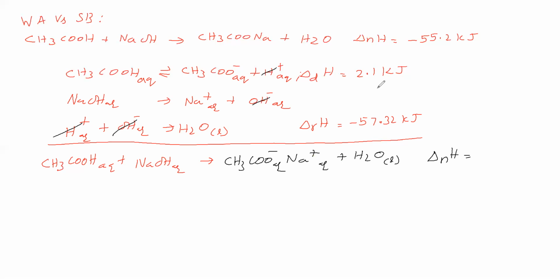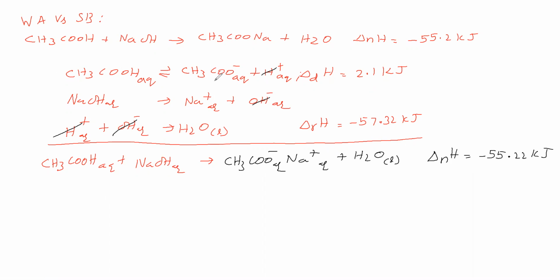When H plus combines with OH minus to give water, energy is liberated, 57.32 kilojoule. When acetic acid undergoes complete dissociation by absorbing heat, it absorbs 2.1 kilojoule. Therefore, the net amount of heat involved is minus 55.22 kilojoule. So the enthalpy of neutralization of this weak acid and strong base is less than 57.32 because acetic acid is a weak acid which takes this much heat for complete dissociation.